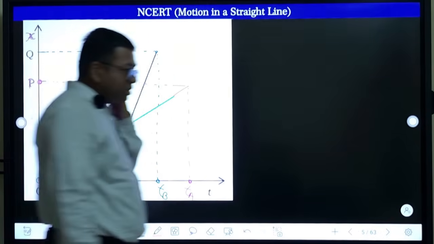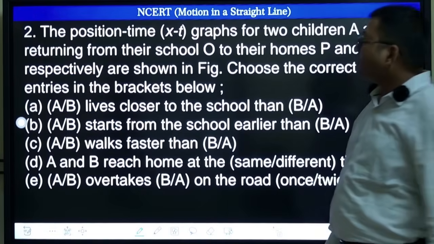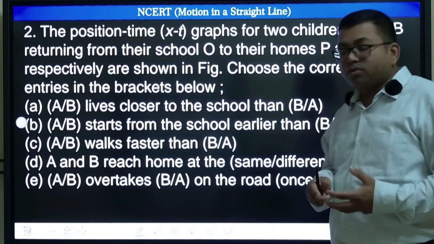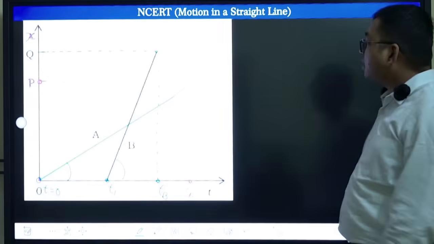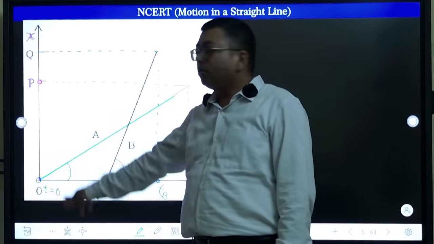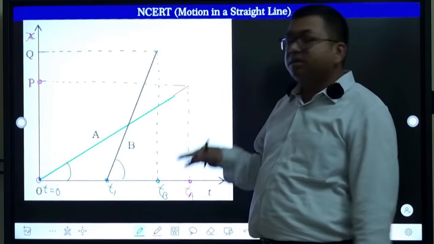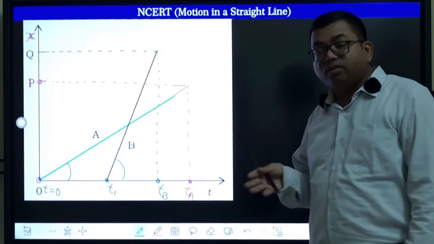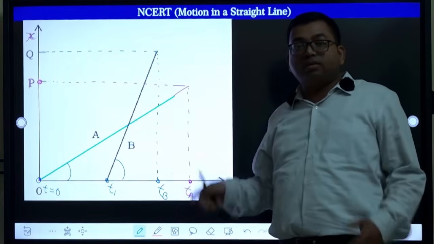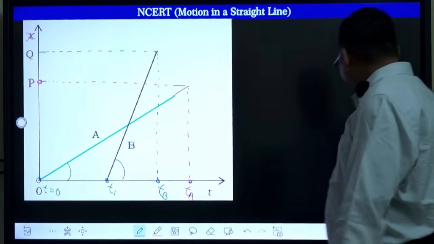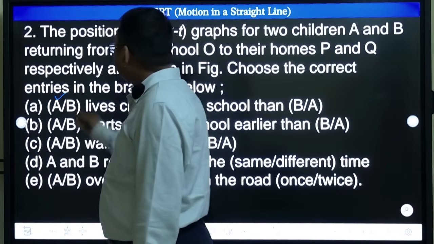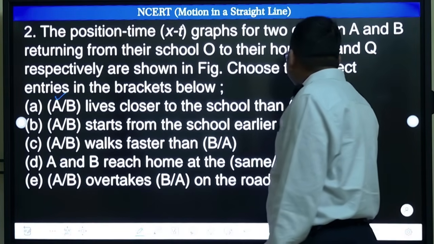So these are the questions. Let us see what the questions are. Does A or B live closer to the school? Who lives closer to the school? Definitely we can see in this graph that P is the home of A and P is near to this O. So A lives near. The home of A is near to the school, and B is further because Q is further away. So the answer is A lives closer. A is living closer than B.